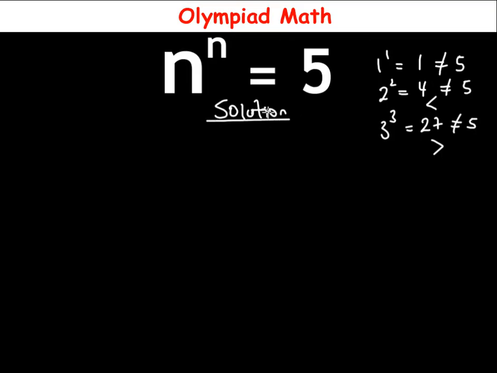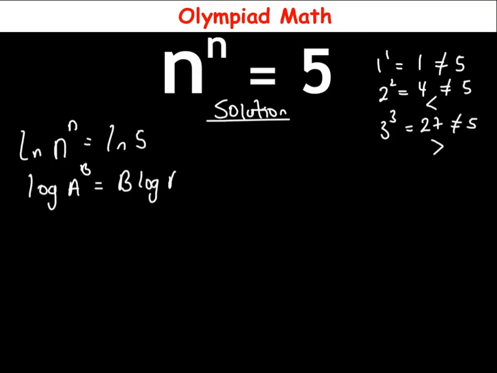Now, to go about this, the first thing is to introduce the natural logarithm. So you will say the natural logarithm ln of n to the power of n is equal to ln 5. At this junction, if you have log a to the power of b, this becomes b log a. So introducing this, the power n right here will become n, then ln n is equal to ln 5.